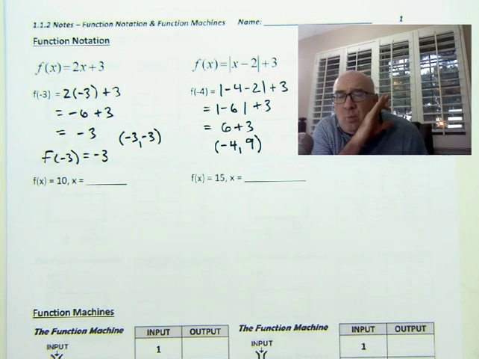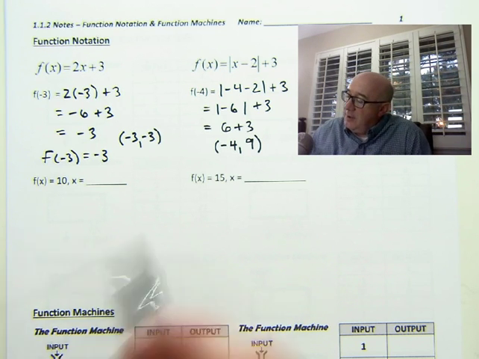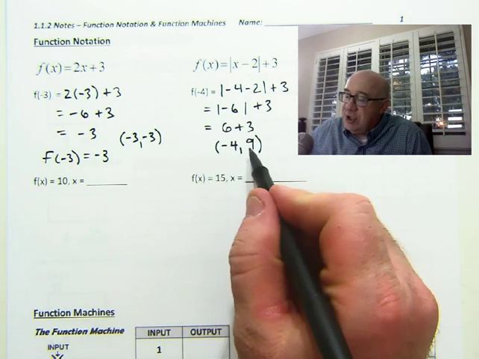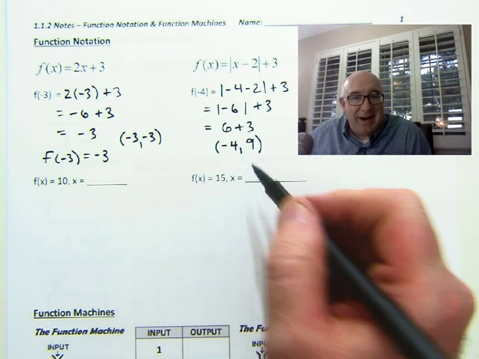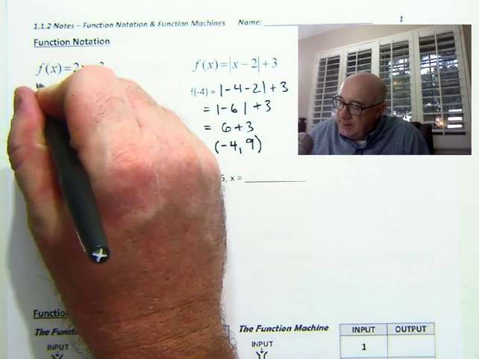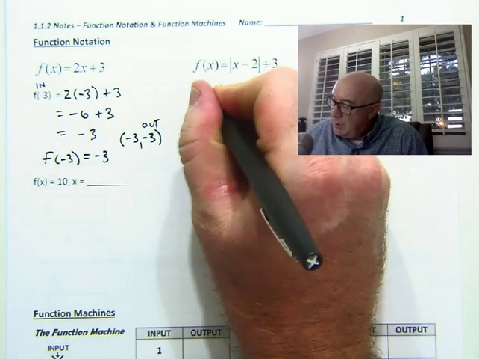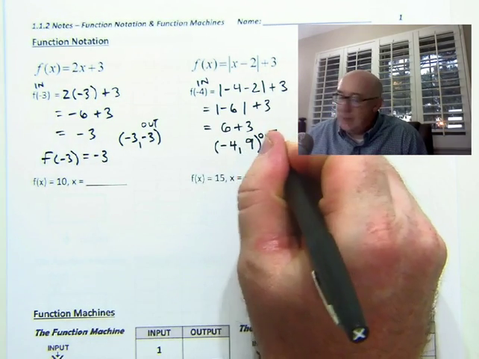So one of the misconceptions about absolute value is people want to turn it positive right away. Notice I did all the math inside first, and then it came out as positive 6. The x value was a negative 4, and the function, or the y value, is at 9. Now this is input getting the output.